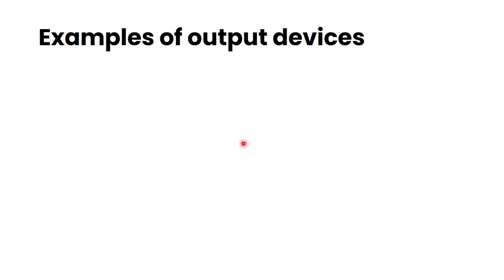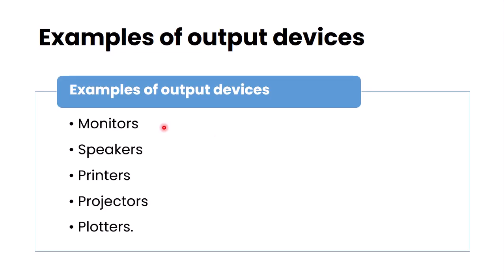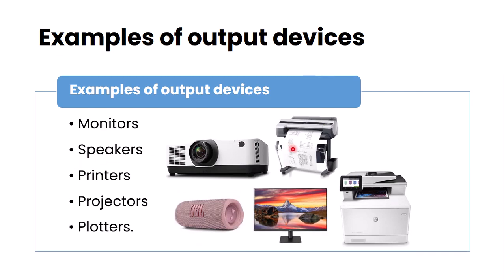Now, examples of output devices. We have the monitors. A monitor is an output device. A speaker is an output device. A projector is an output device. We have speakers here, and this is a printer. A printer is an output device. Then we have this special printer which is called the projector. So the projector is also an output device.